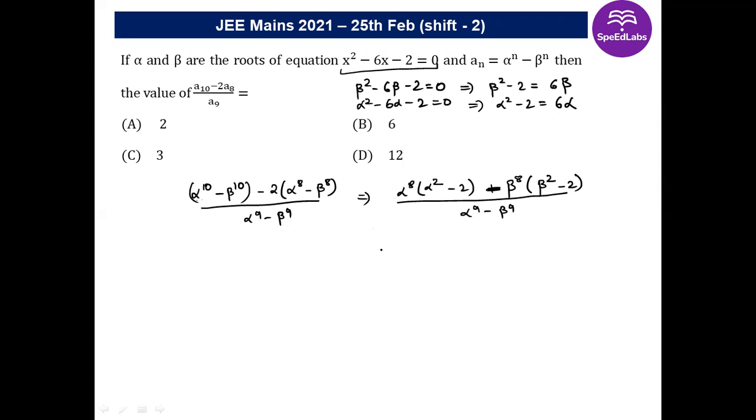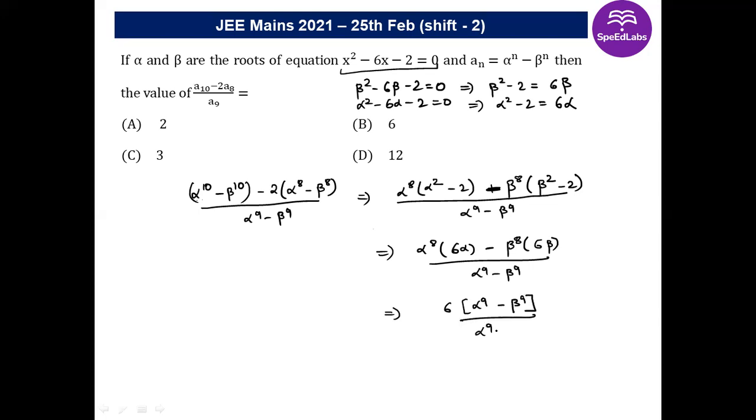Now you can put these values over here, so it will become alpha to the power 8 into alpha square minus 2, that will be 6 alpha, minus beta to the power 8 and beta square minus 2 will be simply 6 of beta, divided by alpha to the power 9 minus beta to the power 9. So here if you take 6 common, it will become alpha to the power 9 minus beta to the power 9 in the numerator, and the denominator is as it is, that is alpha to the power 9 minus beta to the power 9. So simply if you cancel it, you will get the value of this expression as 6, which is your option number B.